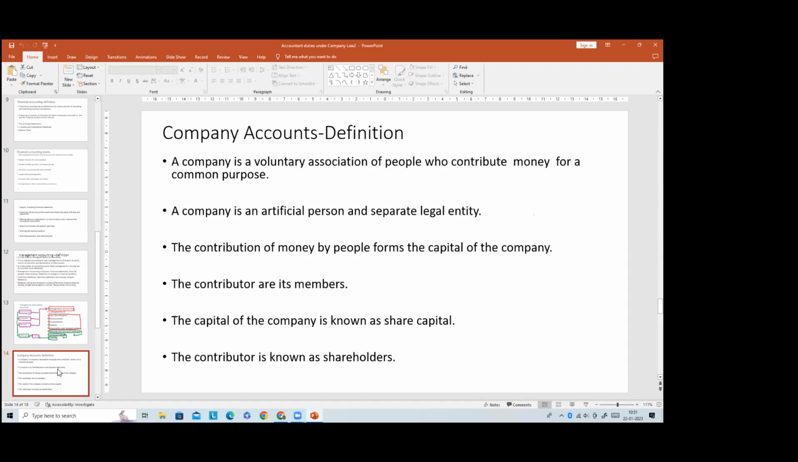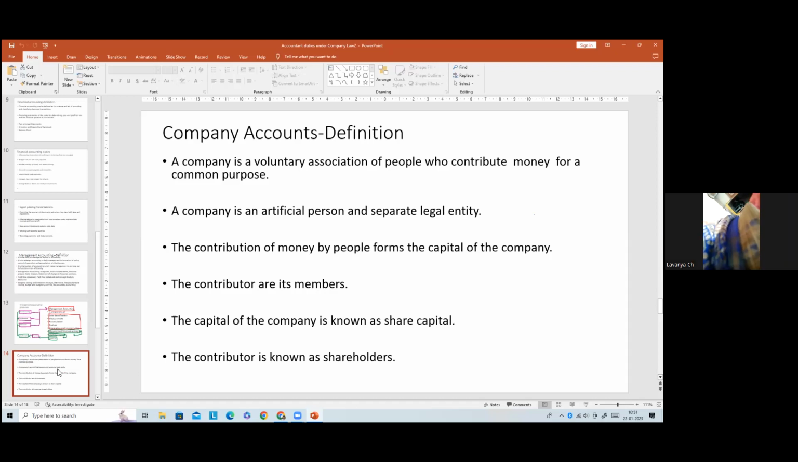A company is an artificial person or a separate legal entity. This is for a limited company. If it is a proprietor or partnership company, it won't be an artificial person; it will depend upon the partners and the proprietor. But for a limited company, the company is entirely different from key management personnel. A company is an artificial person and a separate legal entity. The contribution of money by people forms the capital of the company.